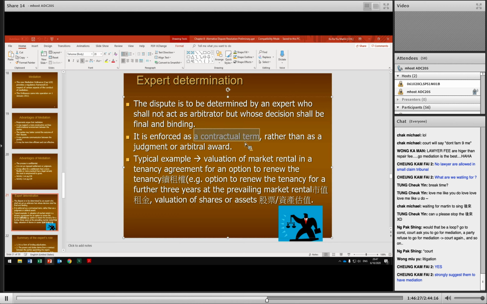Usually, why we have expert determination is because there's already a clause in the contract. It's already a contractual term. So it's something provided in the contract. So it's not a judgment. It's not an arbitral award. I can show you a very typical example. The most typical example is a tenancy agreement.